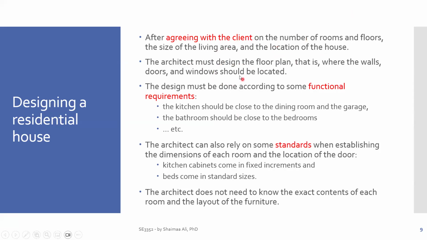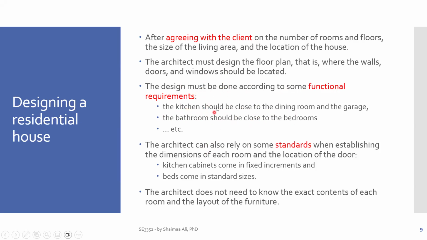And then you're supposed to create a design in order for you to plan how this house is going to be created. But the non-functional requirements like number of floors, number of rooms, and all that are not sufficient. You need functional requirements as well. So how are these going to be used? The functional requirements indicate that the kitchen should be close to the dining room, the bathroom should be close to the bedrooms. And this is based on the discussion with your client.